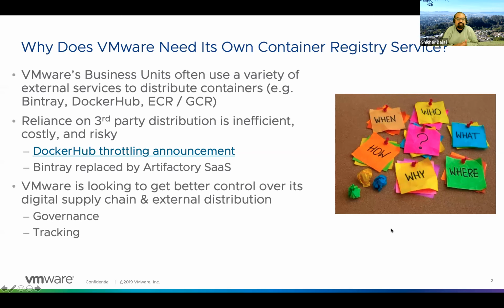Finally, VMware wants better control over its own digital supply chain and external distribution. They want to understand much better, from a governance point of view, what's being distributed when we're pulling containers, what the different layers and artifacts are that we're pulling from the different sources, so that we can track and make sure that for what we distribute to our customers, we have full visibility and nothing is being pulled that's hidden from us. So that is the question of the why.